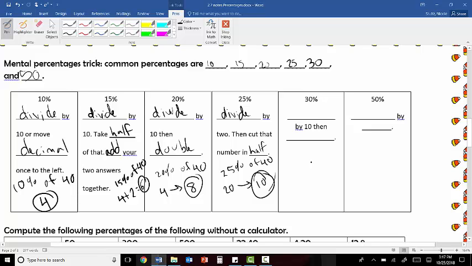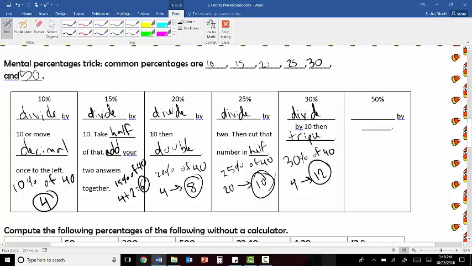If you want 30%, you're going to divide by 10 again. So we're back to dividing by 10. And then you triple your answer. So if you want 30% of 40, you're going to divide by 10. That makes 4. And if you triple that, or multiply by 3, you get 12. So 12 is 30% of 40. And just so you know, if you have 30%, that should be double 15%. So 6 doubled makes 12. That's how you know you're doing this right.